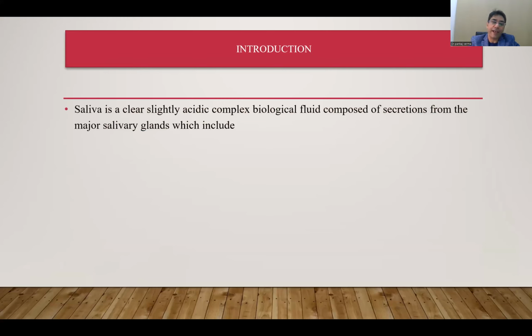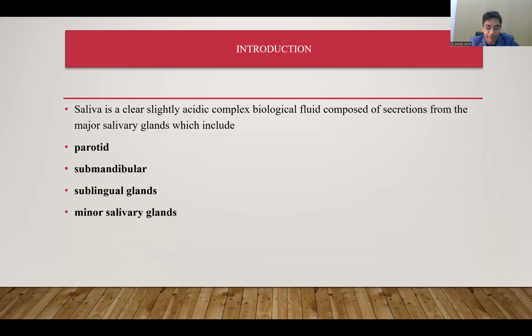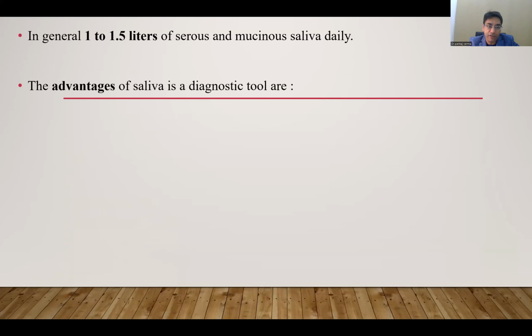Saliva is a clear, slightly acidic complex biological fluid which is composed of secretions from major salivary glands, which include parotid, submandibular, sublingual glands, and minor salivary glands like buccal, lingual, and palatal glands. In general, 1 to 1.5 liters of serous and mucinous saliva is secreted daily by these glands.